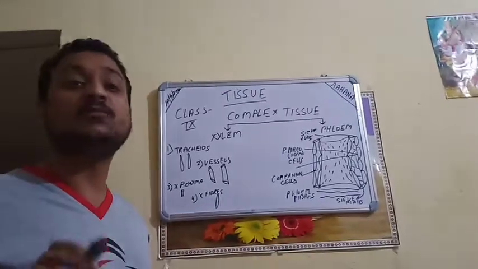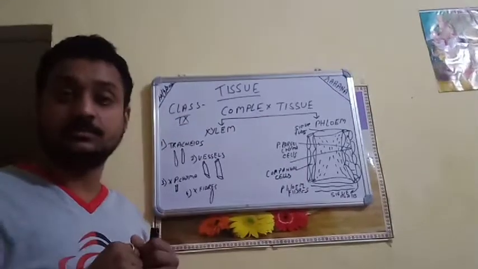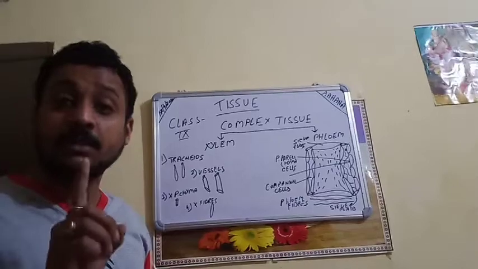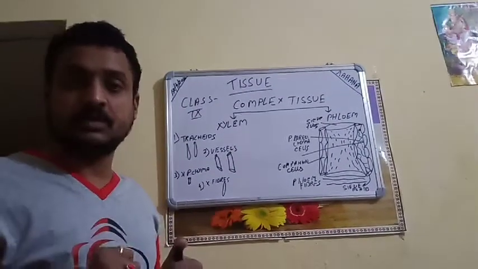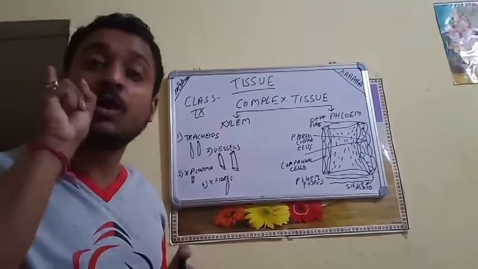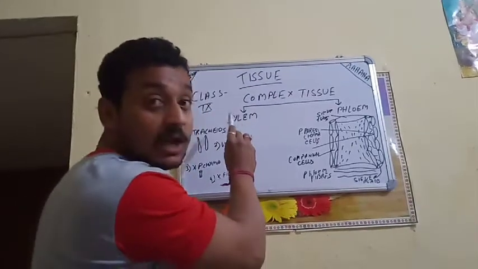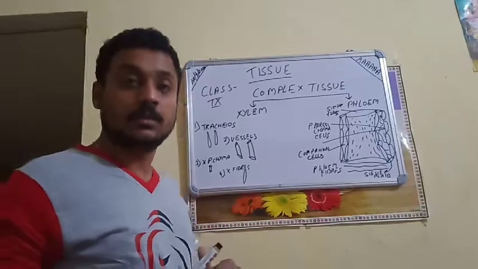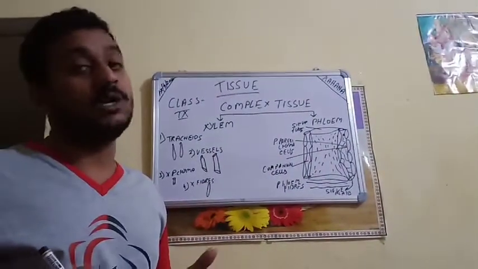The xylem and the phloem are known as complex tissue because they are made up of many cells, more than one cell, but these cells are functioning as a unit. That is why they are responsible for a single function: xylem for conducting water and minerals, and phloem for conducting food. But they are complex tissue because they are made up of more than one tissue.